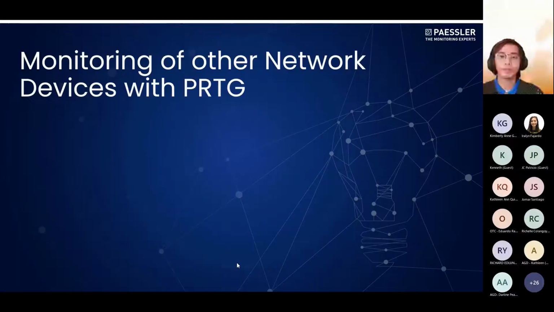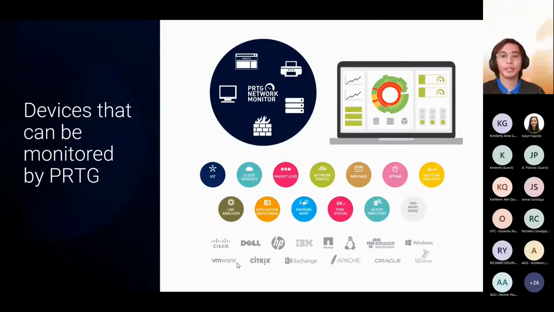Okay. And now for the third topic, the monitoring of our other network devices. I mentioned earlier during the first part of my presentation what kind of devices we can monitor here in PRTG. So here are the other specific things that we can monitor. We have here the IoT, Active Directory, network traffic, a LAN analyzer. So here are the other things.